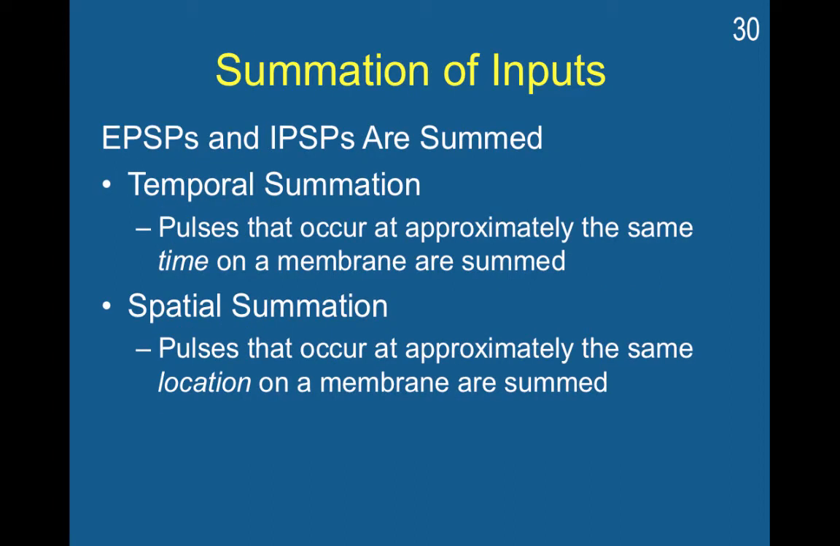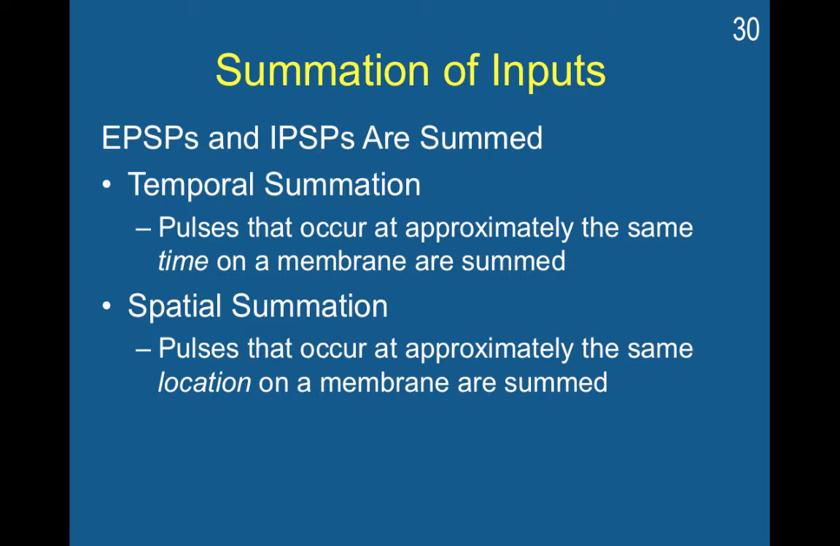So the EPSPs and the IPSPs that are received by the neuron are summed. They are summed in two ways. You have temporal summation and you have spatial summation. Temporal summation involves pulses that occur at approximately the same time on the membrane. Those would be from separate neurons, an EPSP from one neuron and an EPSP from another neuron, but they occur at relatively the same time, so they can have an additive effect on the receiving neuron.